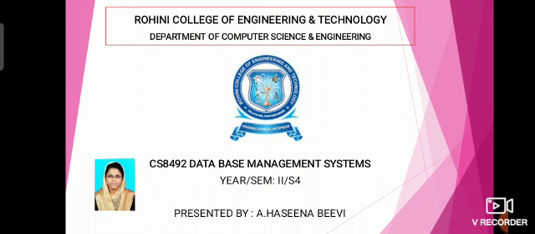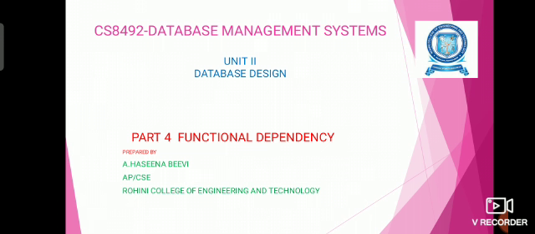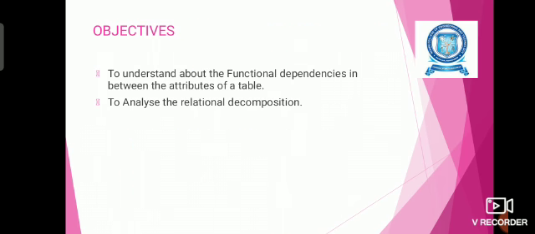This is the video presentation for the topic Functional Dependency from the second unit of Database Management Systems. Now let us see the objectives of studying this topic: to understand the functional dependencies between the attributes of a table, and to analyze the relational decomposition.